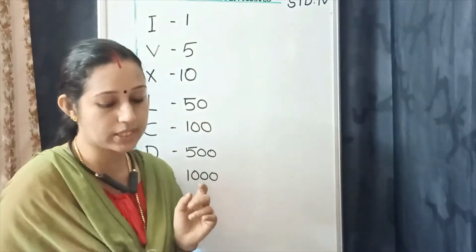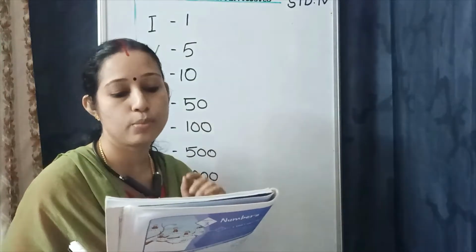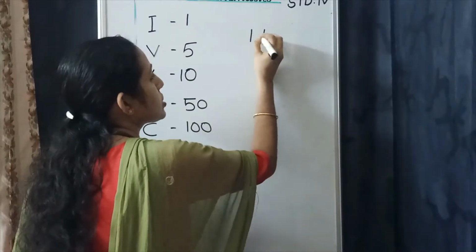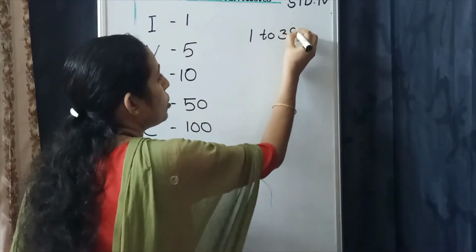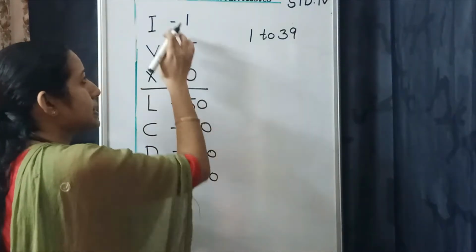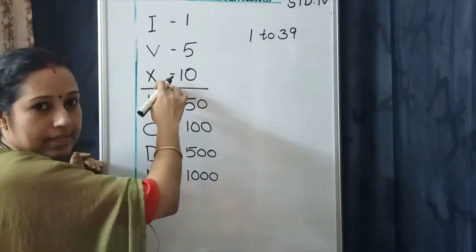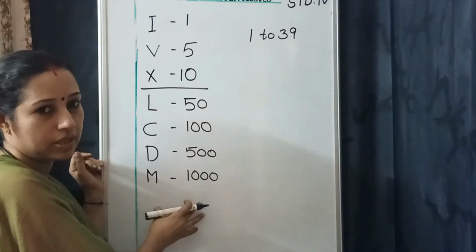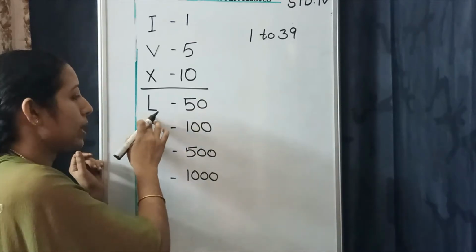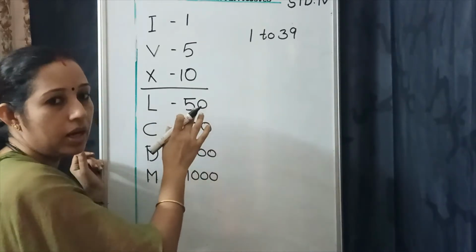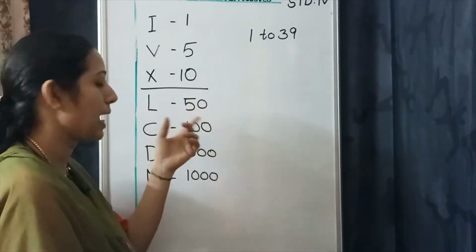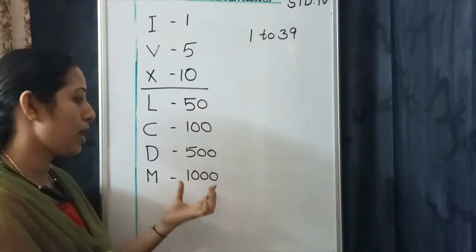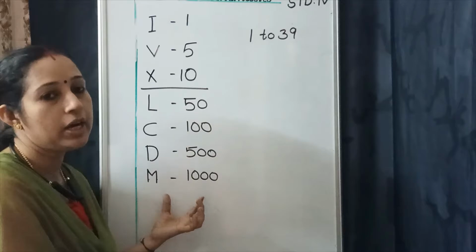But in 4th standard we study the Roman numerals up to 39, that is 1 to 39. Now in this class you study only the Roman numerals 1 to 39, which means you study these 3 symbols I, V and X. But just to understand the values of L, C, D, M, maybe in some competition exam a question will ask, in Roman numerals, what is the value of L? In Hindu-Arabic numerals, what is the value of L? So that question may be asked, so just understand the values of these Roman symbols.